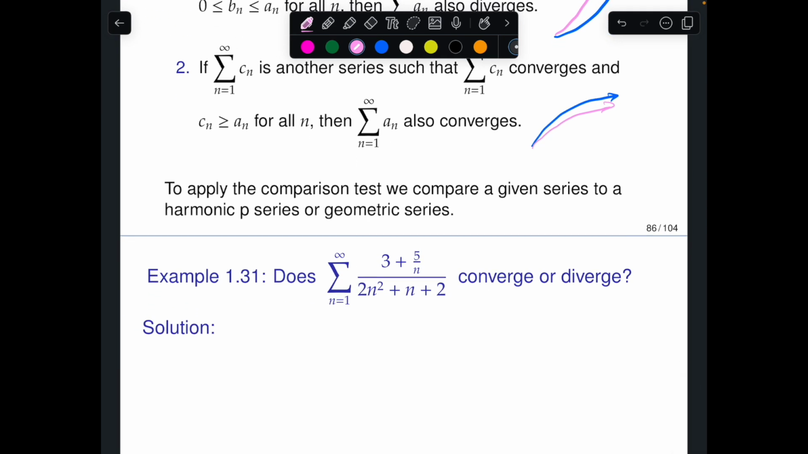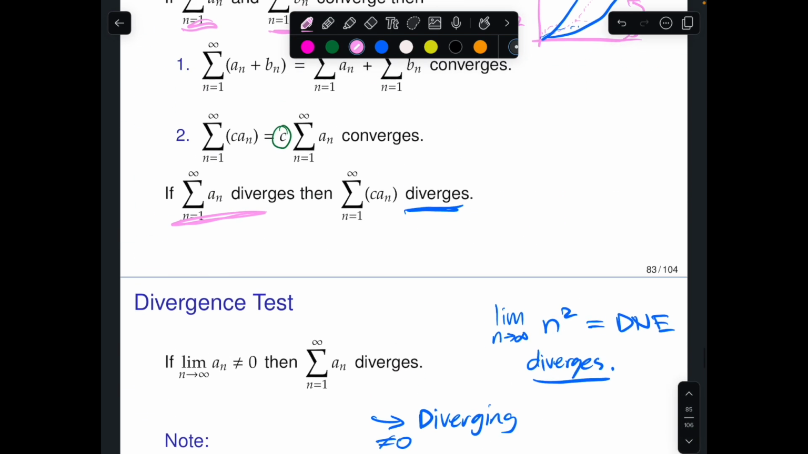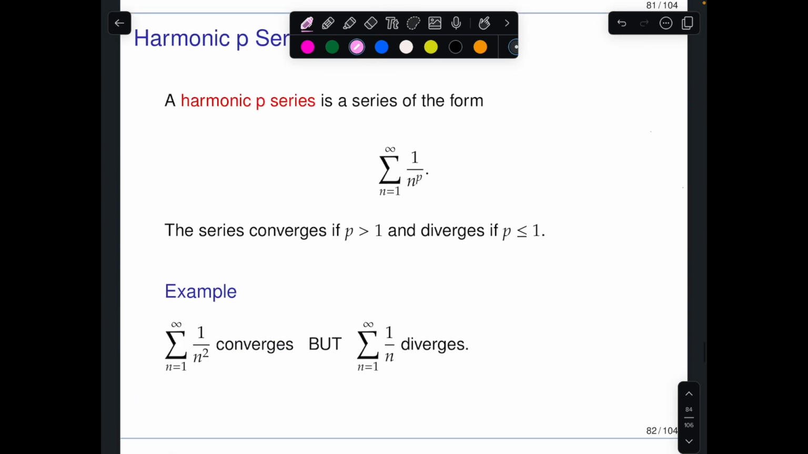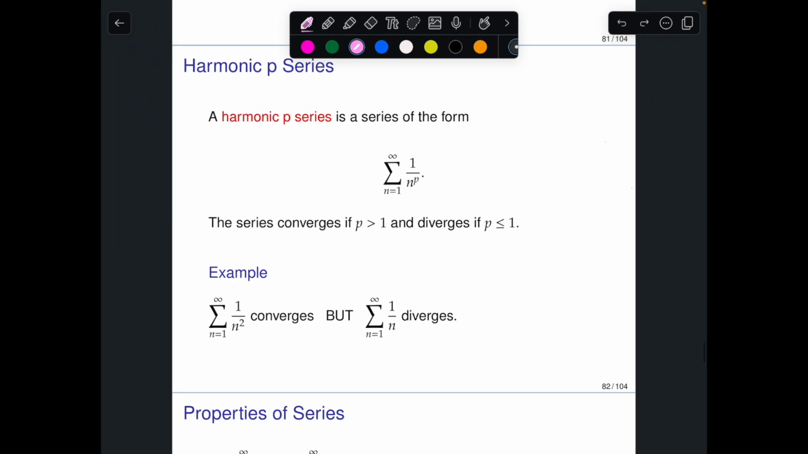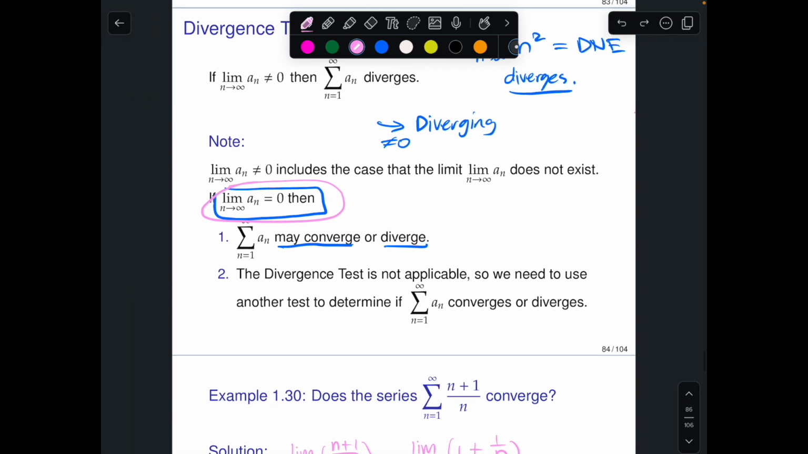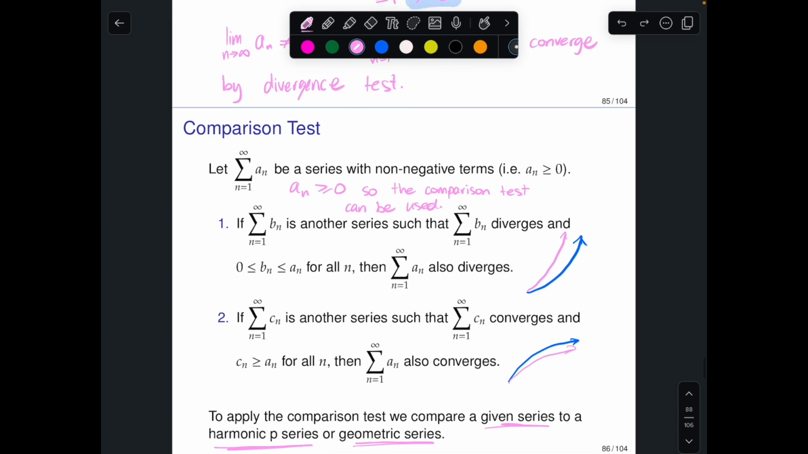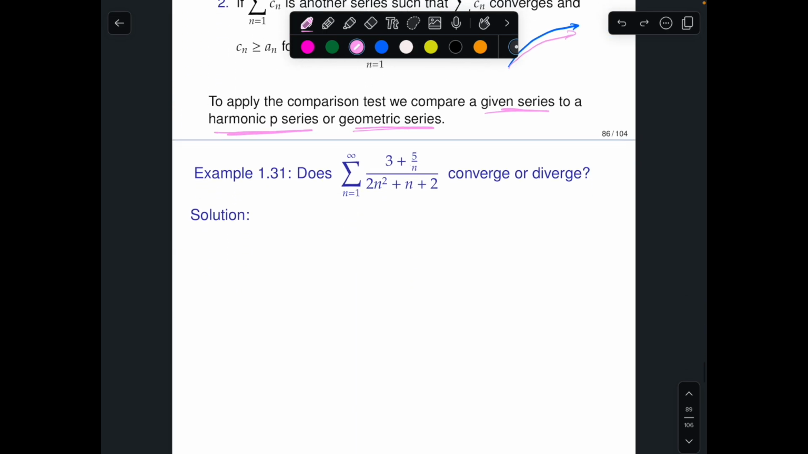And then finally, to apply the comparison test, we're comparing a given series to a harmonic p-series or a geometric series. The harmonic p-series is what I went over earlier. If we can find something of this form, we already know that it converges for p greater than 1 and diverges for p less than or equal to 1, so we can just make that comparison. I'll go through an example and you can see how this all plays out.